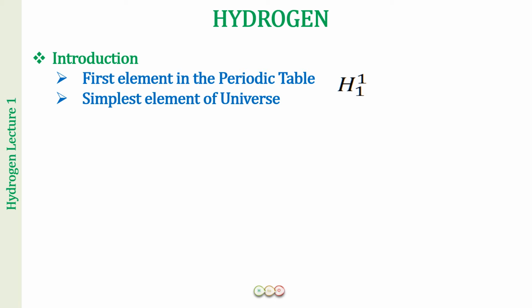So the next thing is that hydrogen has mass number 1. Its atomic mass is 1. So this is going to be the lightest element, or you can say the lightest gas that we have in nature. So hydrogen is the first element, the simplest element of the universe, the lightest element or the lightest gas. Again, these can be asked in the examination.